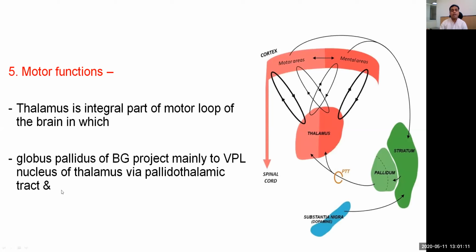The thalamus is an integral part of the motor loop of the brain, in which the globus pallidus of the basal ganglia projects mainly to the ventro-posterolateral nucleus of the thalamus via the pallidothalamic tract. This is the globus pallidum, and from here the fibers go mainly to the ventro-posterolateral nucleus of the thalamus, and these fibers are called the pallidothalamic tract.